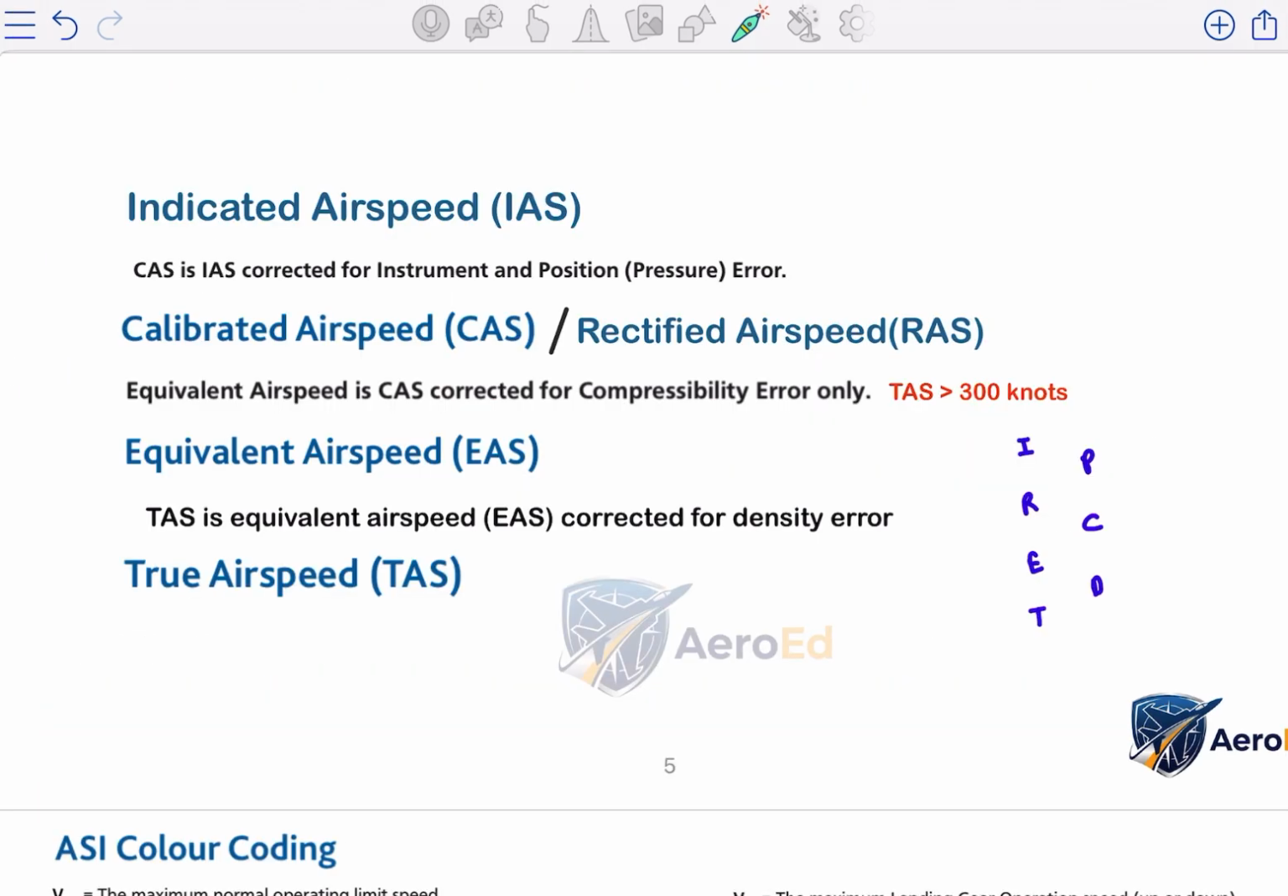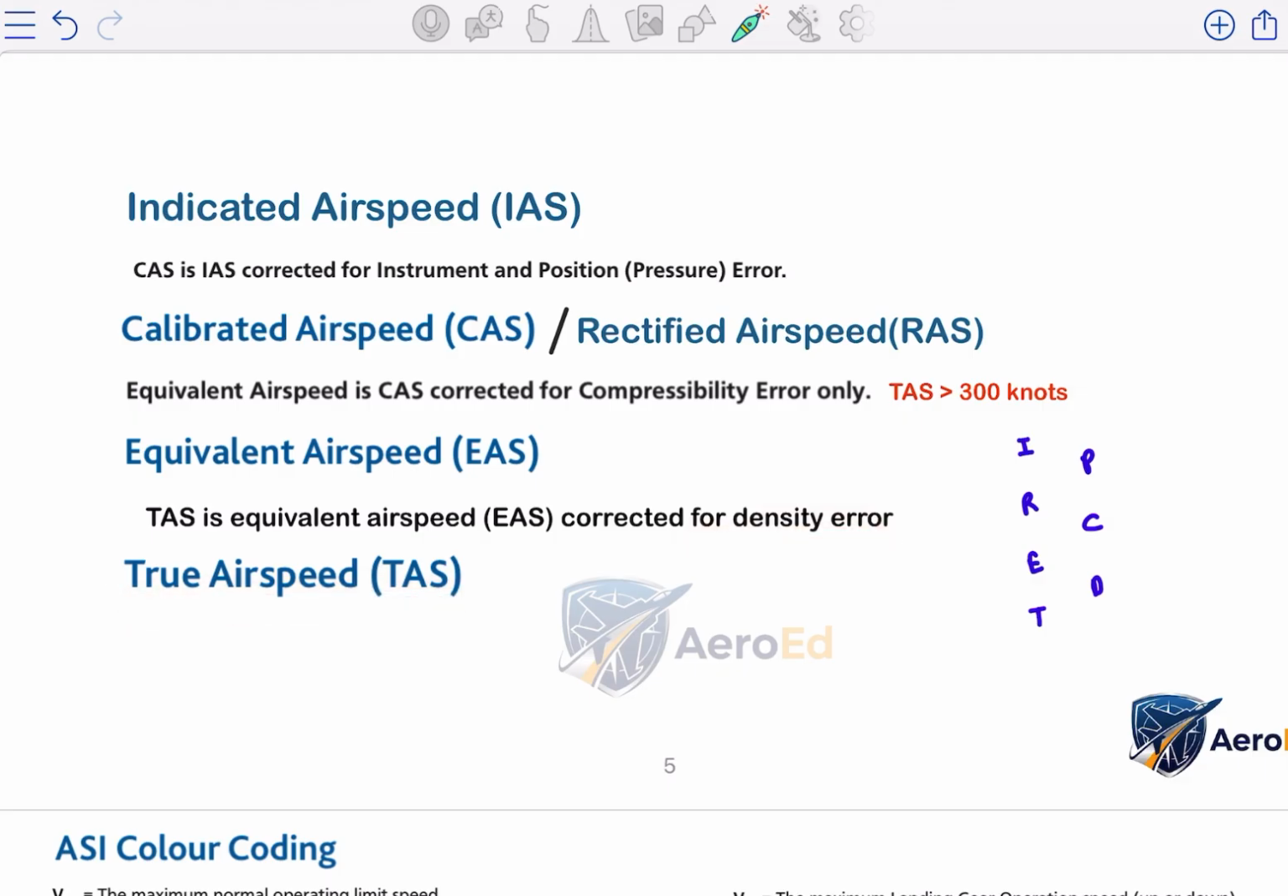Alright. So there are 4 airspeeds. First is indicated airspeed. When the indicated airspeed is corrected for instrument and position error, it becomes calibrated airspeed or rectified airspeed. When calibrated airspeed or rectified airspeed is corrected for compressibility error, it becomes equivalent airspeed. When equivalent airspeed is corrected for density error, it becomes true airspeed.